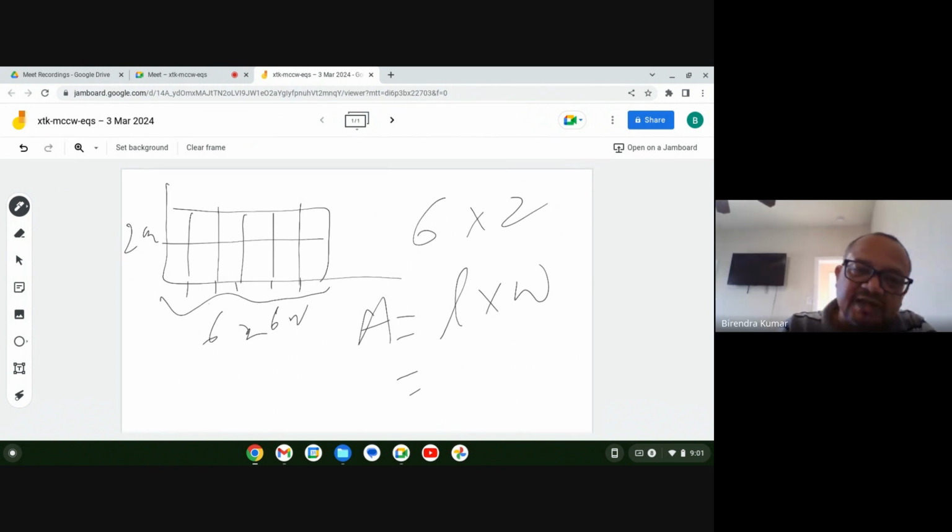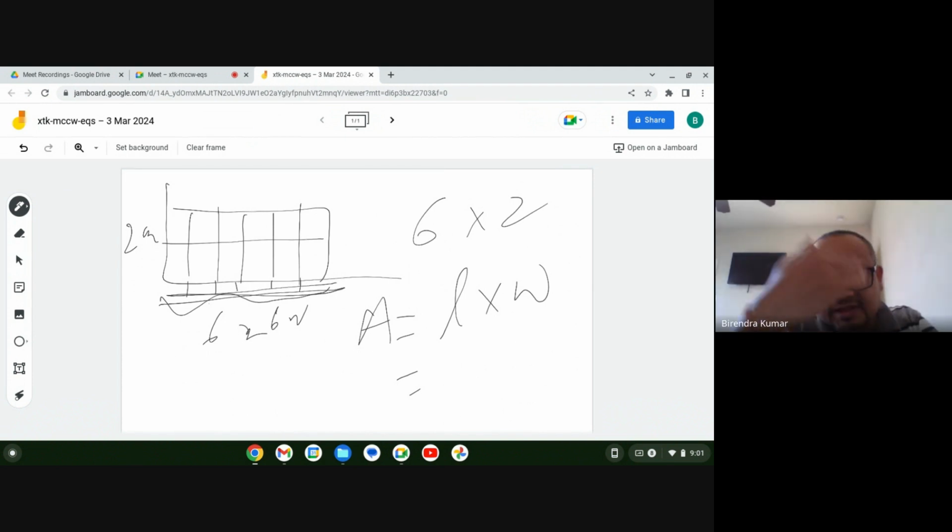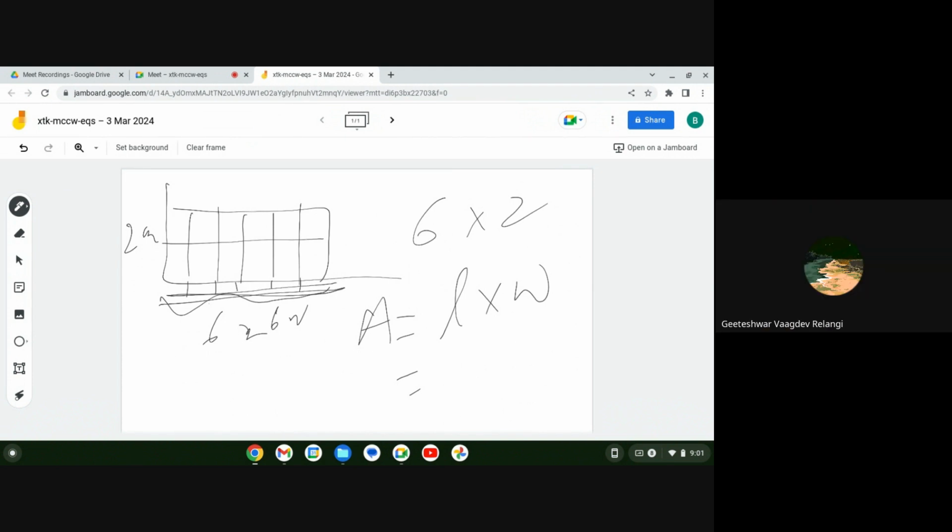Length times width, or length times base? Yeah, you can say that. Mostly, what people say is they consider this as the base, sorry, base times height, or length times width. Base times height. That's what you can say.